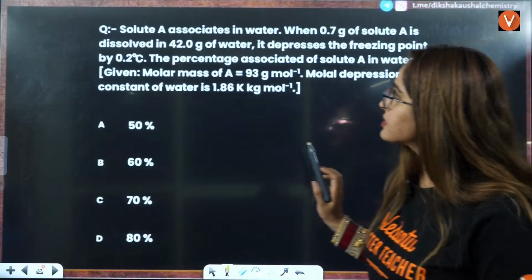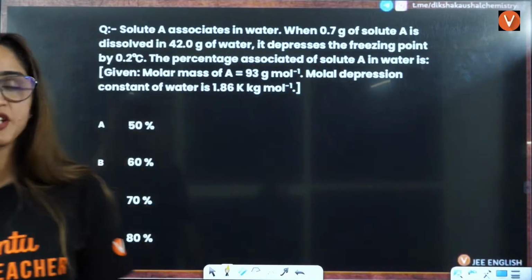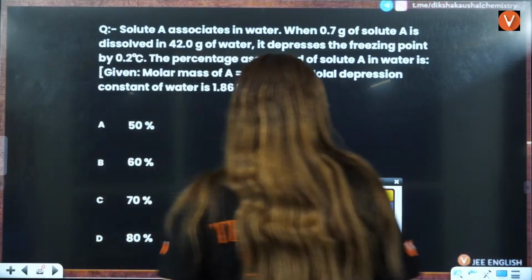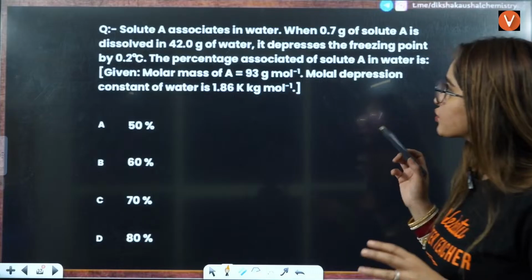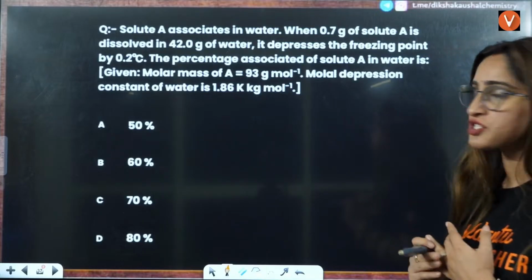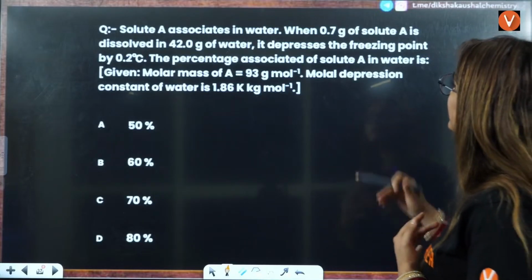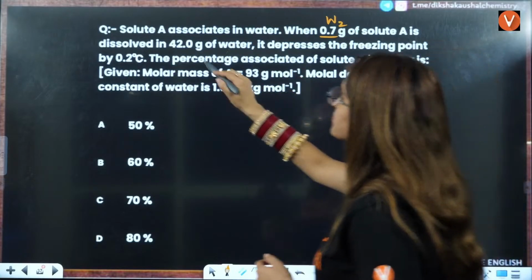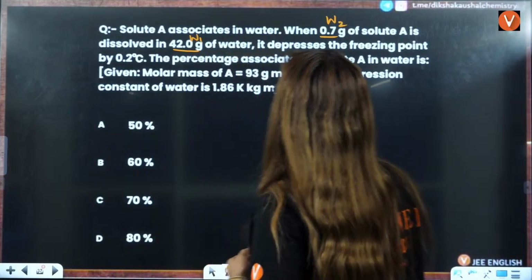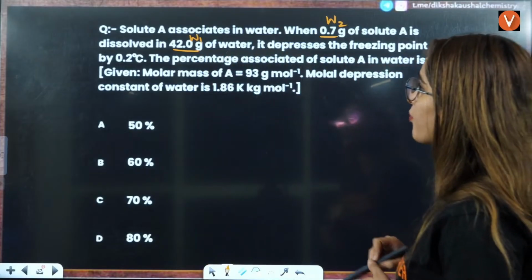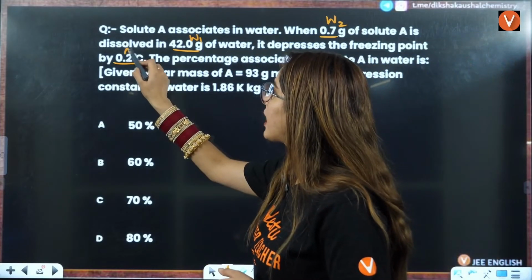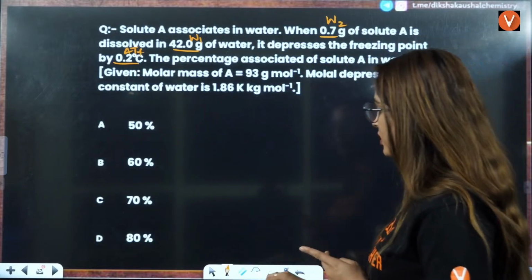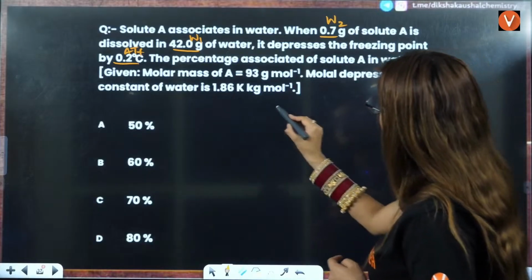Next question is: solute A associates in water. So if I say solute A is associating in water, that means association is happening. 0.7 gram of solute, that means W2, is dissolved in this much of water, W1. It depresses the freezing point by 0.2, that is delta TF is given to you. Percentage association of A in water you have to tell.